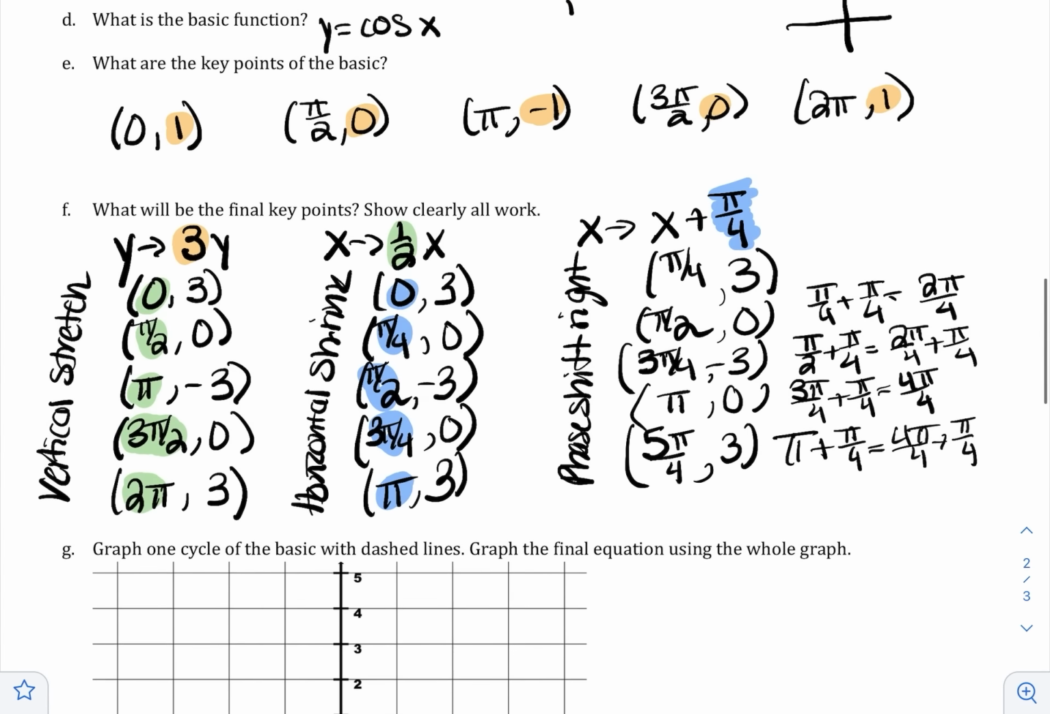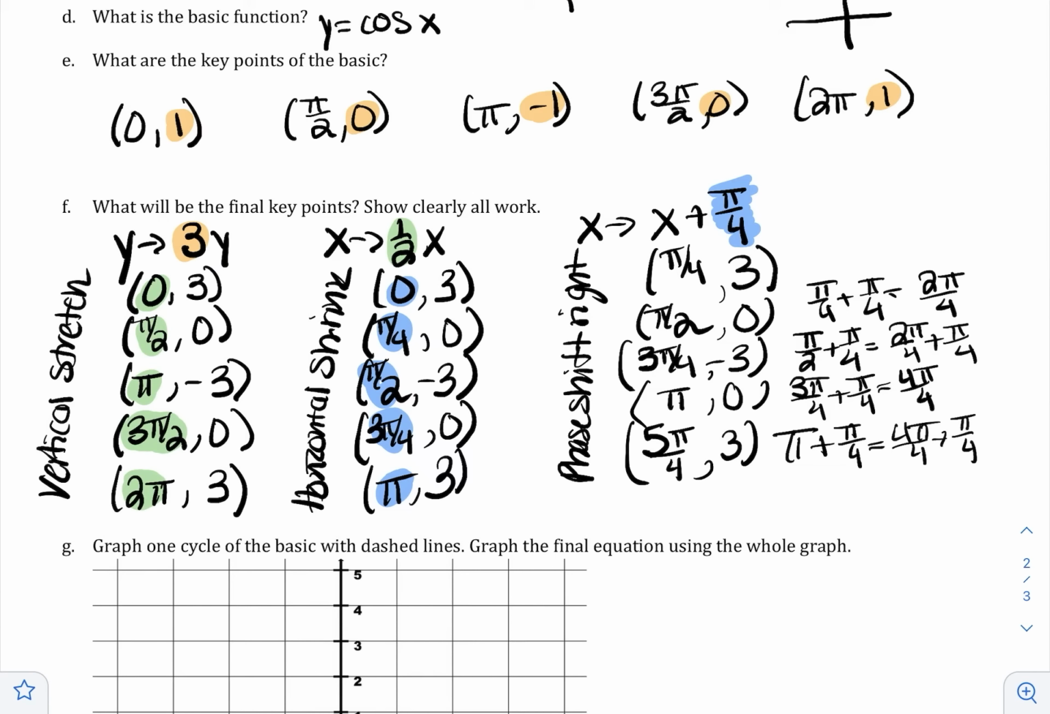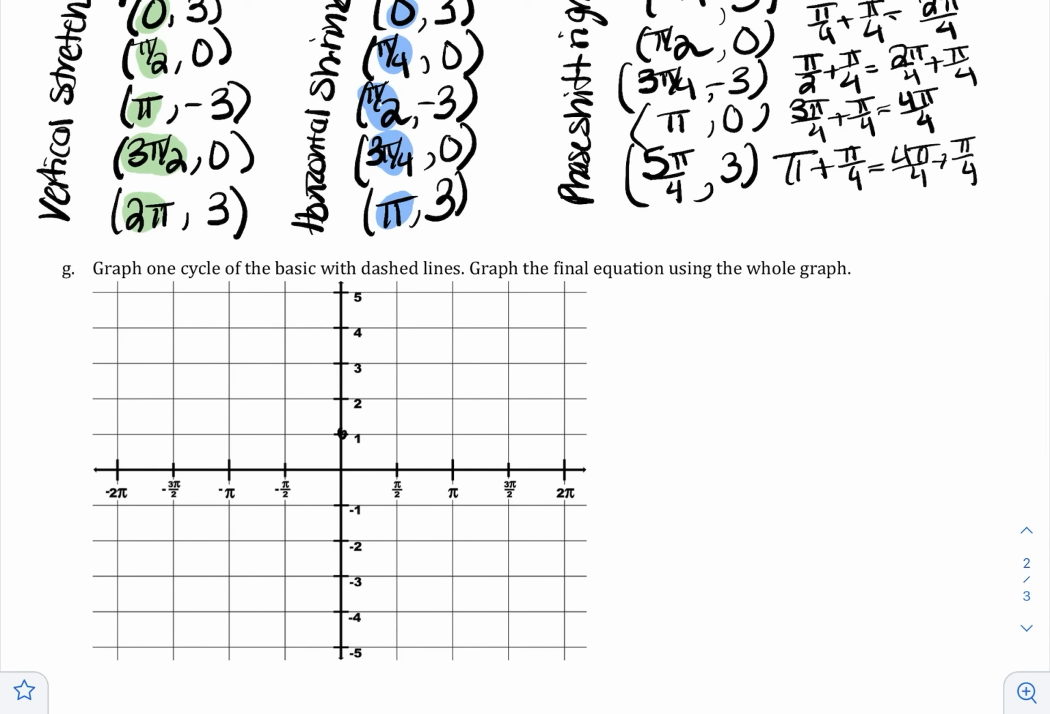Okay, so I'm going to graph the basic function, which was cosine. In part E, I have my basic points. So it's 0, 1, pi over 2, 0, then -1, then 0, then 1. And I'm going to do it dashed. And I just asked for one cycle, okay? So you don't have to do the entire thing. You can if you want, but I'm not asking for that, just one cycle.